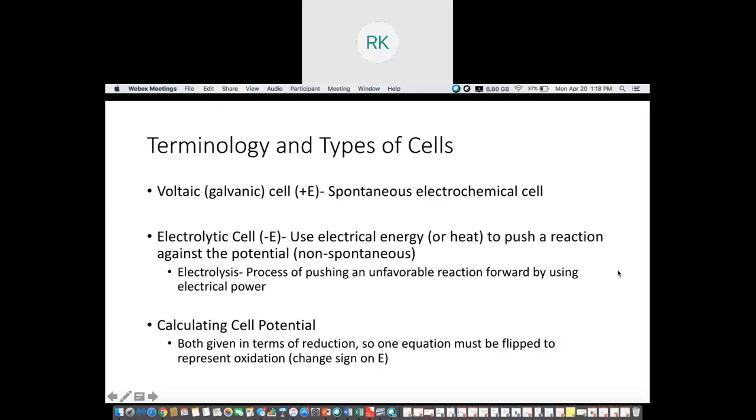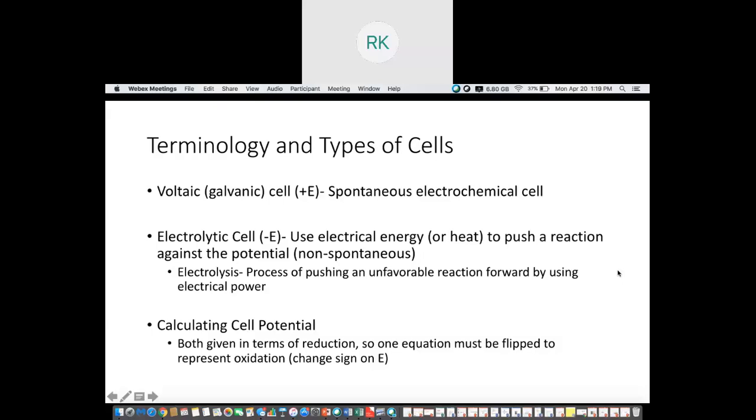Okay, and then calculating our cell potential, which I'm sure you guys are very familiar with at this point. But they're both given in terms of reduction, right? They always show it in terms of reduction. And so one, you have to flip to represent the oxidation reaction. And when you do this, you change the sign on E.